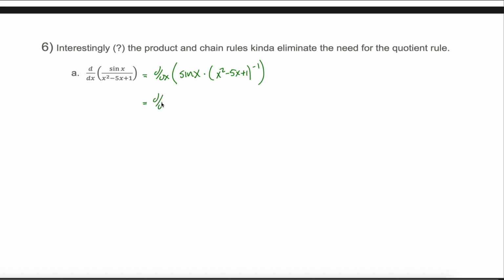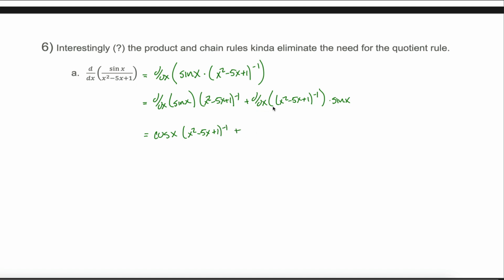I take the derivative of the first thing, sine of x in this case, and I multiply that by the second thing, x squared minus 5x plus 1 to the negative 1 power. To that I need to add the derivative of the second thing, x squared minus 5x plus 1 to the negative 1 power, times the first thing, that's sine of x. I have two d over dx symbols, meaning I have two derivatives I need to take. First one's pretty easy. The derivative of sine is just cosine. So I get cosine of x times x squared minus 5x plus 1 to the negative 1 power.